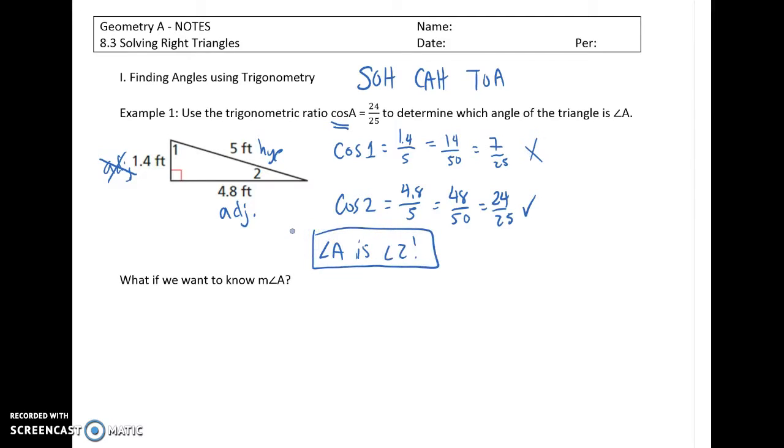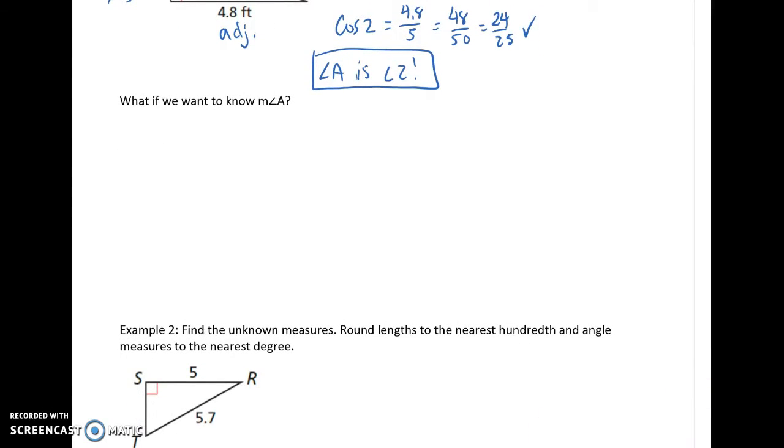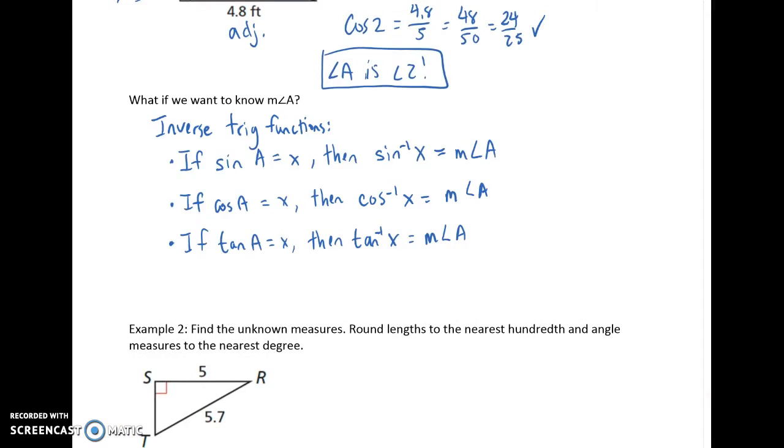So you can see how we can use the ratios to determine angles in a triangle. But what if I wanted to know the measure of angle A? I know angle A is angle 2, but what is that in degrees? Well, we want to use what we call the inverse of sine, cosine, and tangent to figure out those numbers. So let's go ahead and jot this down. Those are what we call our inverse trig functions. Again, feel free to pause if you need to as you jot this down.